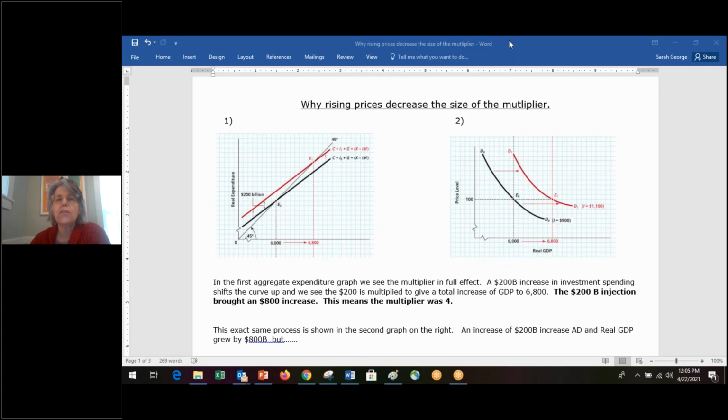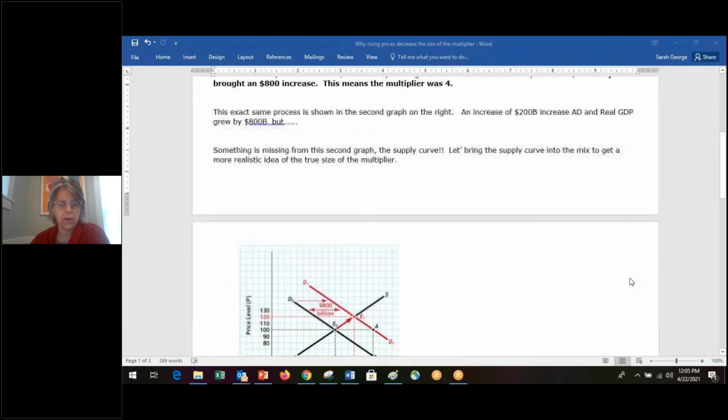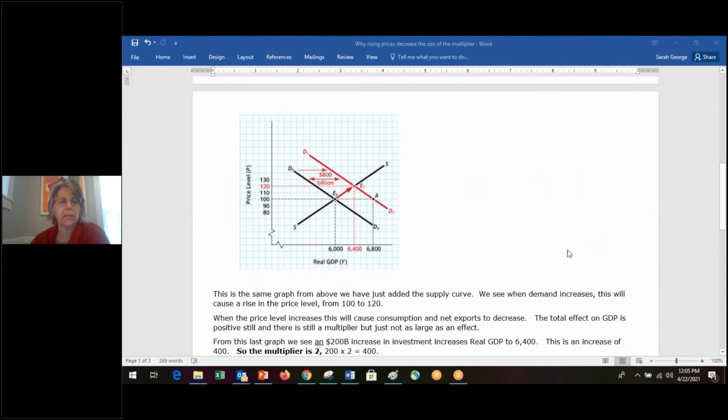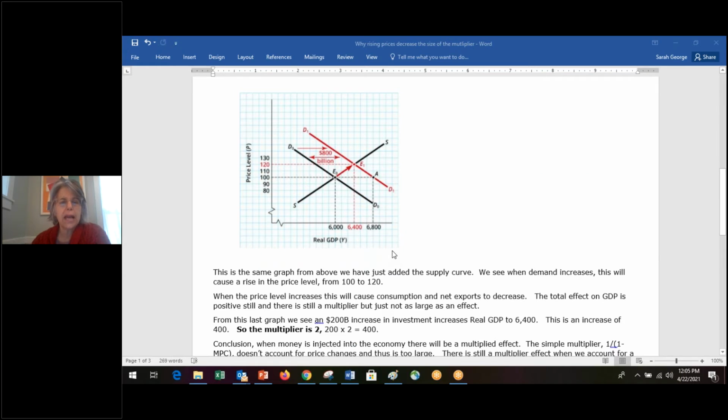Now, we know that there's something missing from this picture. What's missing is the supply curve. So this graph is the same graph, 6,000 to 6,800, but now we're adding the supply curve. So in a more realistic graph, you've shifted out the demand, you've shifted out that 200. This causes an increase in the price level because we're going to travel up this supply curve.